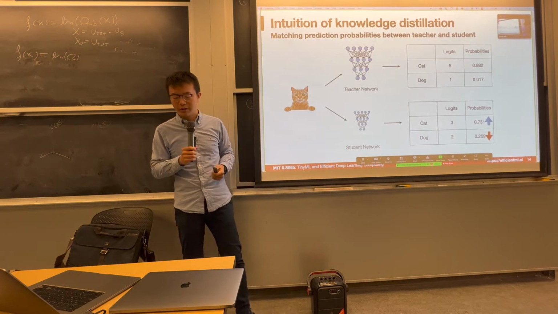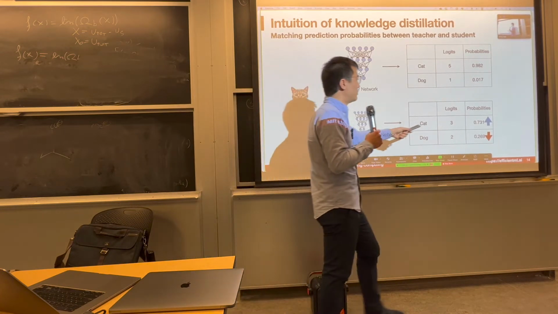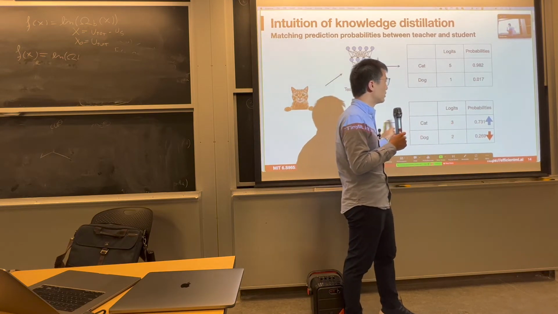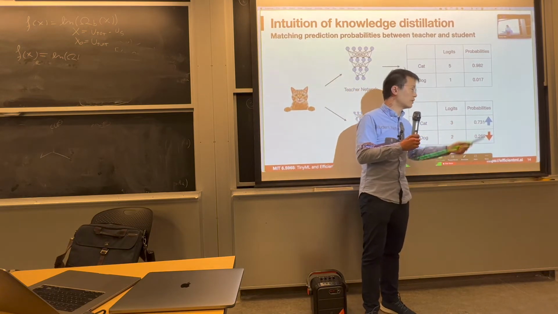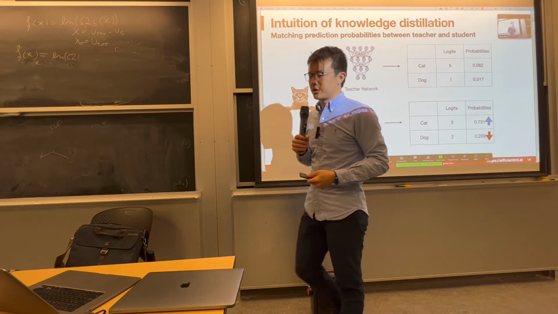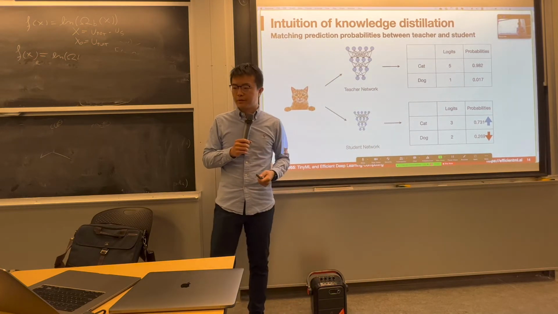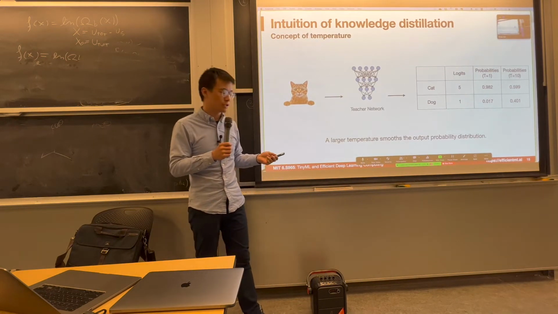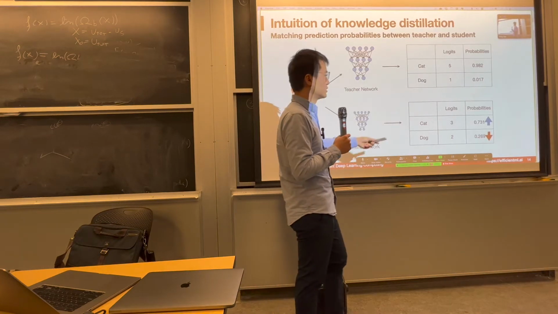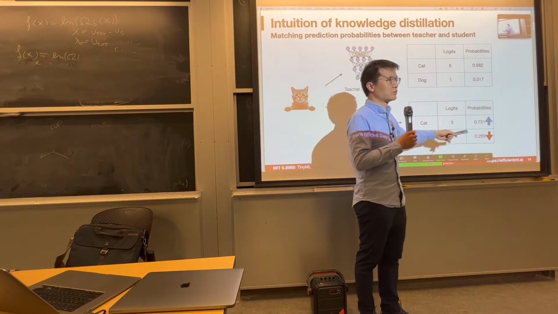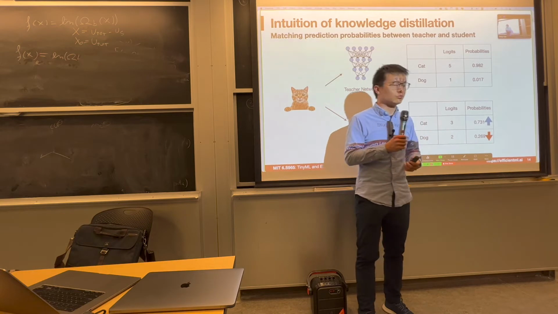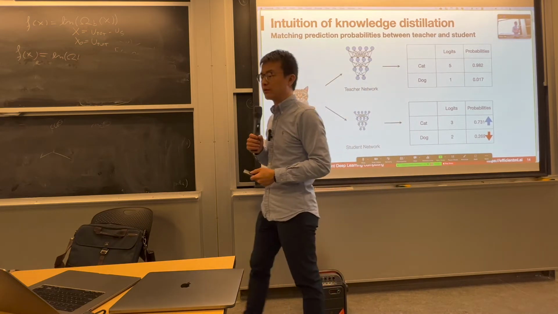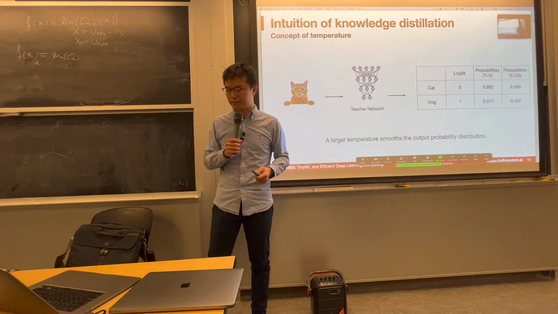Okay, very good. So here we want to bump up the probability of the cat for the student model, and decrease the probability for the dog. This cannot be achieved by just using the cross entropy loss, since cross entropy loss just penalizes the wrong prediction, but actually this is a correct prediction, just not as confident.